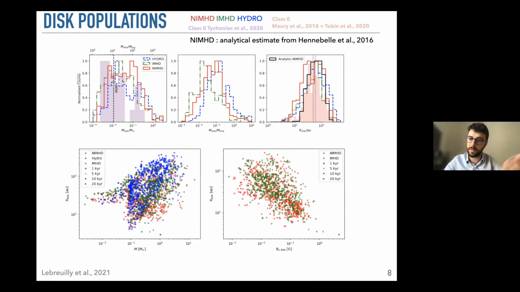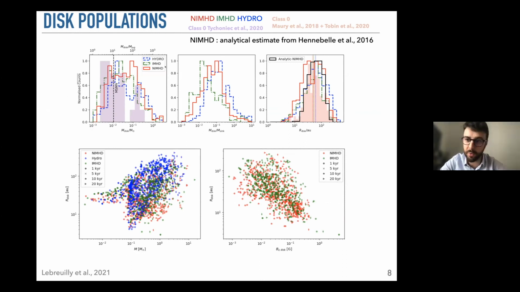And so once we have detected our disks, we are able to produce the populations that we obtain from our simulation and compare them all together. And we also compare them with observed populations of class 0 disks, which are at the same evolutionary stage as the disks that we have. More particularly, we have compared our disks with the disks from the VANDAM survey and the CALYPSO survey. And this is what we obtained.